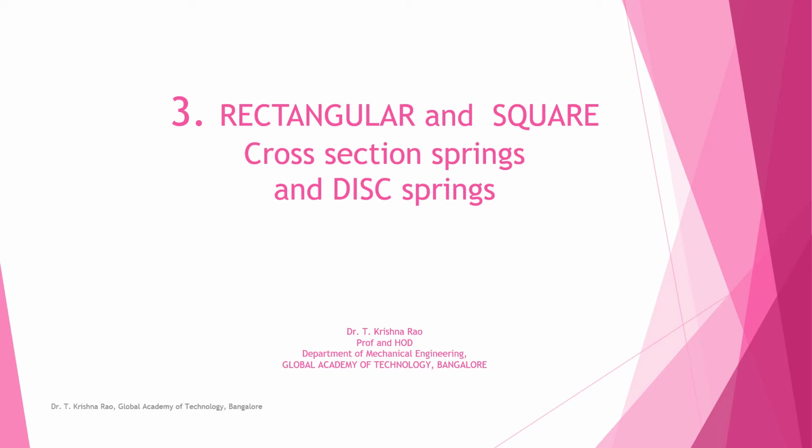In the third video, we discuss rectangular cross section, square cross section and disc springs. Three of them we'll do in the third one. The fourth one we'll discuss is leaf springs. In video one, we discussed the symbols and procedure. In the second part, we did circular cross section springs. Now we will do rectangular cross section, square cross section and disc springs in this.